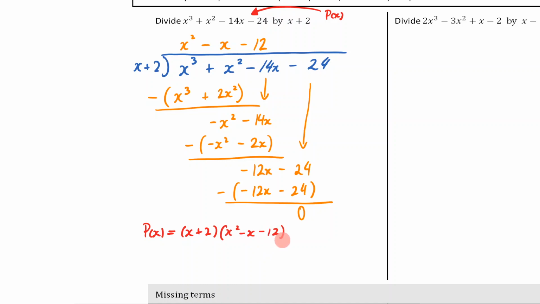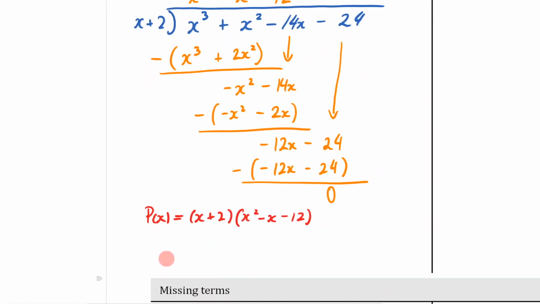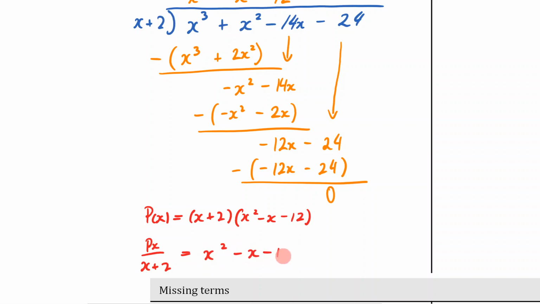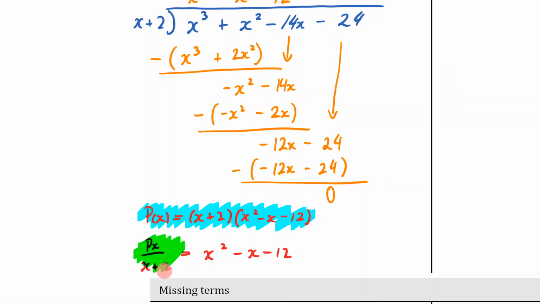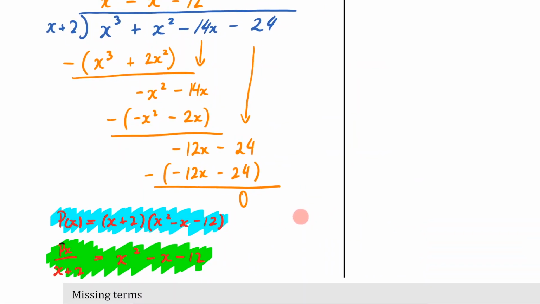And then the other thing that we can say, which is also very important, is if we wanted to, we could say that P of x divided by the divisor is just equal to our quotient, which is x squared minus x minus 12. So they're the two different ways that we can write down what we have found. One is saying what P of x is based on the long division that we've done. This is probably the more important way to be able to write it out. And the other one is kind of like your stock standard. When I have my dividend and divide it by my divisor, this is my quotient. So that's the way you would do it there.